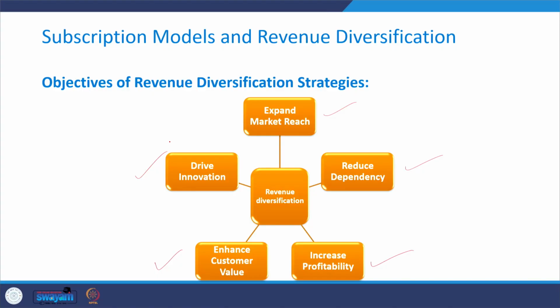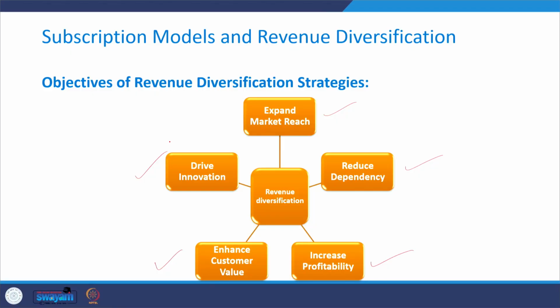Third objective is increasing profitability. Diversifying revenue streams can lead to increased profitability by leveraging existing assets, capabilities, or customer relationships to offer new products and services that generate additional revenue with minimal incremental costs. Fourth objective can be to enhance customer value. Revenue diversification strategies may focus on enhancing customer value by offering complementary products or services that address broader customer needs or provide additional value-added benefits to the customers.